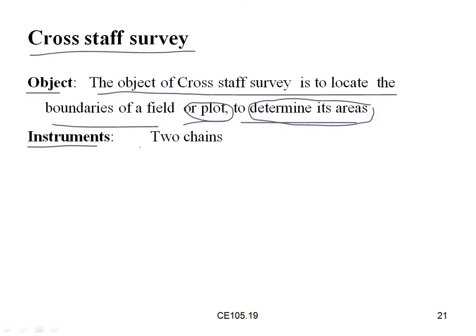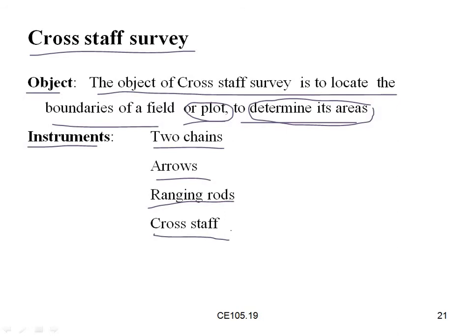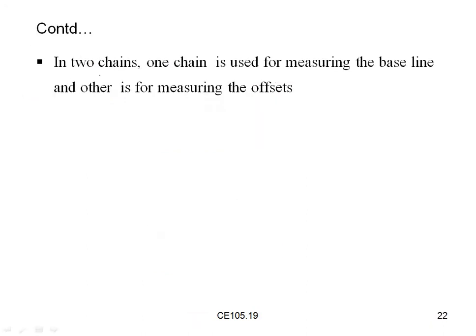The instruments used for the cross staff survey are two chains, arrows, which are compulsory for keeping the points on the ground surface, ranging rods to mark the points, a cross staff, which is used for setting out perpendicular offset lines making right angles, and a plumb bob to mark the center point of the line. Of the two chains, one chain is used for measuring the baseline and the other is for measuring the offsets.